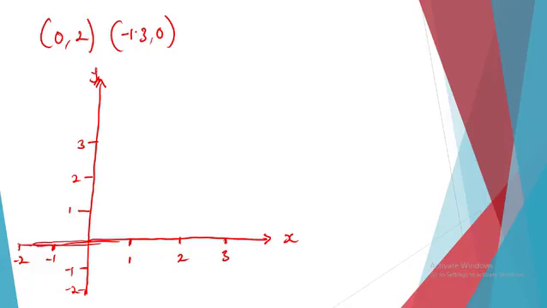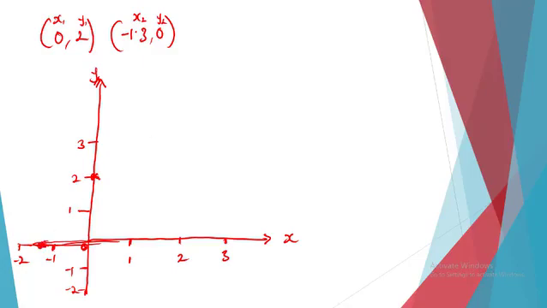Now when x is 0, remember this is x1, this is x2, this is y1, and this is y2. So when x is 0, y is 2. This is the point. And then when y is 0, x is minus 1.3. This is our x, and this is our 1, and this is our -1. So let's assume that minus 1.3 is at this point.